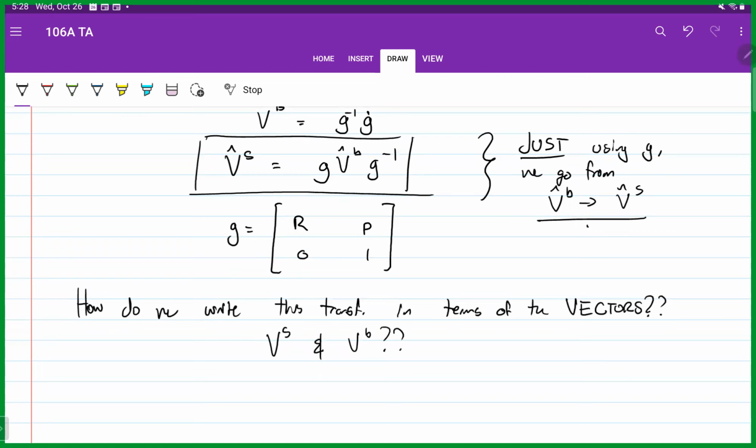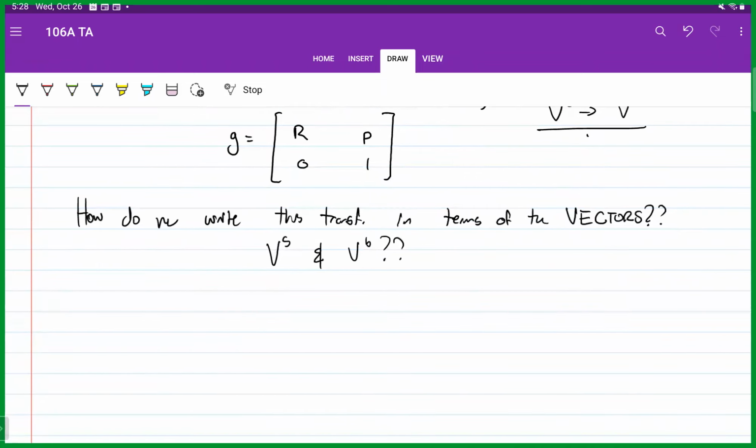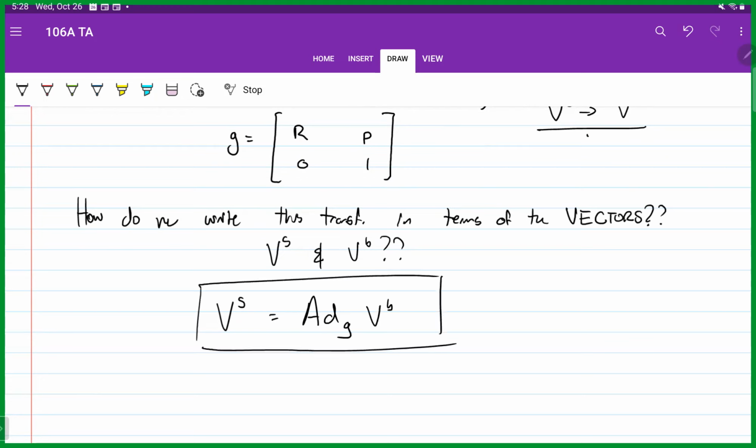And we found last time that based on this relationship up here, we were able to define this really special matrix called the adjoint that did this exact thing for us. What this told us was that VS is equal to the adjoint of our transformation G times VB. So let's just break down this relationship real quick, to make sure that we're all on the same page.